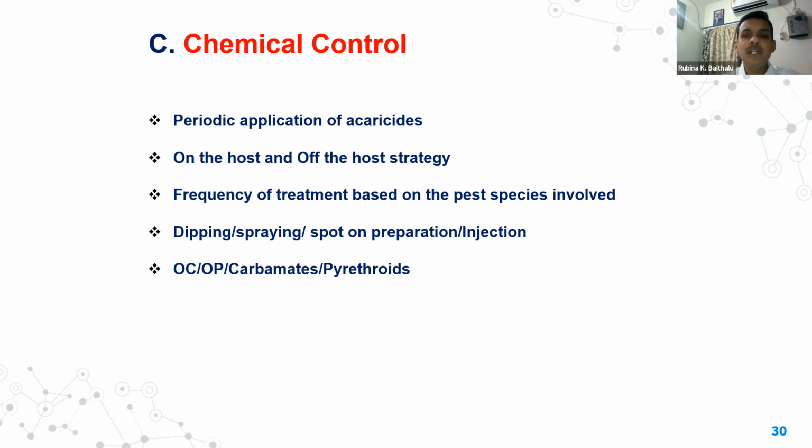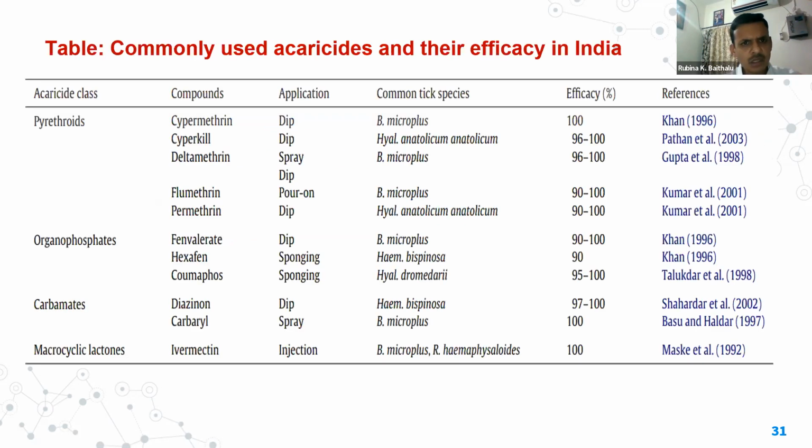And the frequency of treatment should be based on the tick that is involved. Then there are different methods of using this chemical method of control: dipping, spraying, spot-on application, injection. I will discuss that too. And there are different types of acaricides used for chemical control, like organochlorines, organophosphates, carbamates, and the last one, the pyrethroids. These are the most commonly used acaricides, and their efficacy ranges from 90 to 100 percent.